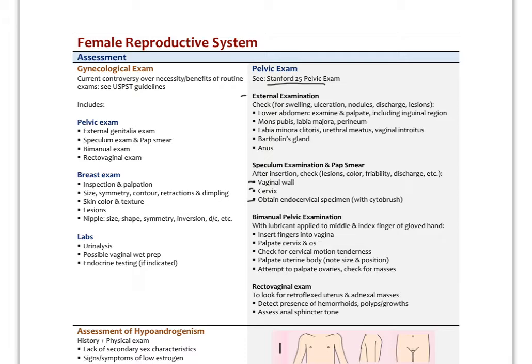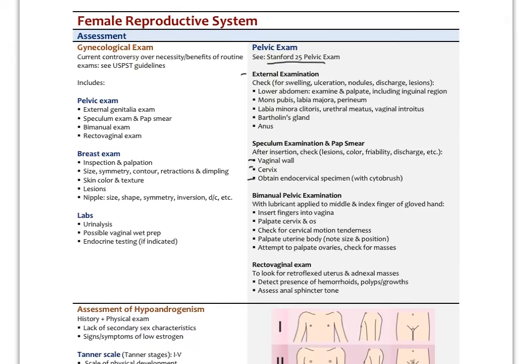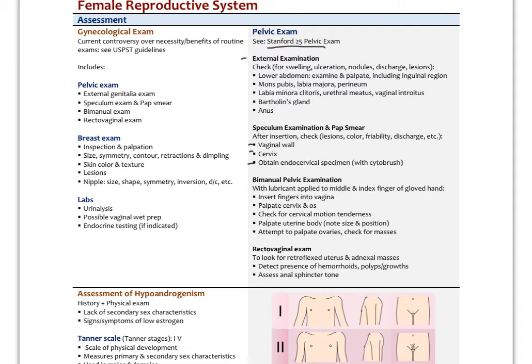And then the bimanual pelvic exam is with lubricant, which is applied to the middle and index fingers of a gloved hand. The fingers are inserted into the vagina, and then the cervix and the os are palpated, and then we check for what's called cervical motion tenderness. So if you move the cervix, if it's very painful, that's sometimes an indicator of an STI, sexually transmitted disease, or any sort of cervicitis, inflammation of the cervix. We palpate the uterine body, noting the size and the position, and then we attempt to palpate the ovaries as well, checking for any masses.